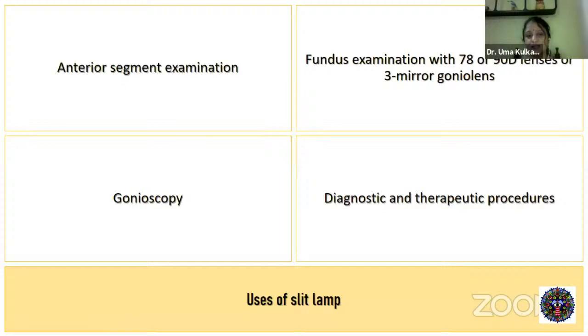So 78D offers an advantage over direct ophthalmoscopy because it gives a stereoscopic view of the disc and macula. It's very useful in identifying the depth of the cup, and elevated and depressed lesions in the retina. 90D offers the advantage of a wider field of view at the cost of magnification. Magnification is much less with 90D, but the field of view is more. Whereas with 78D, magnification is more and the field of view is less. Sorry, I was not able to put the animation and images over here because of lack of time. So we also could do gonioscopy, viewing of the angles and other diagnostic procedures.